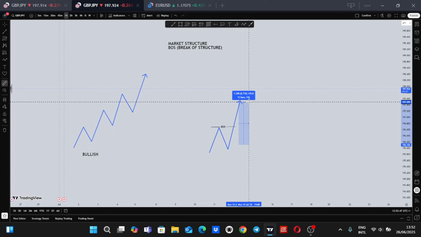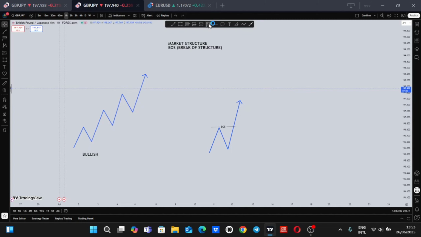Now you look out for the origin order block. The origin is usually around here. Now all you need to do is mark it out with this tool and extend it forward. Now that's your point of interest. That's where you're looking out to take your trade from.